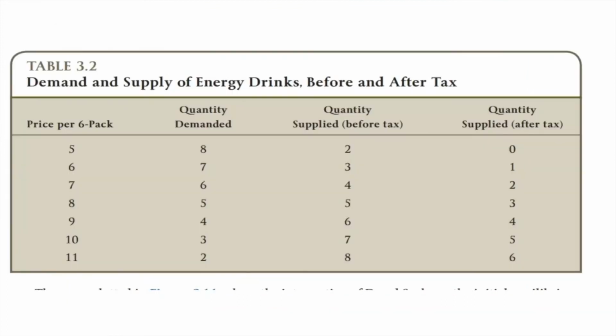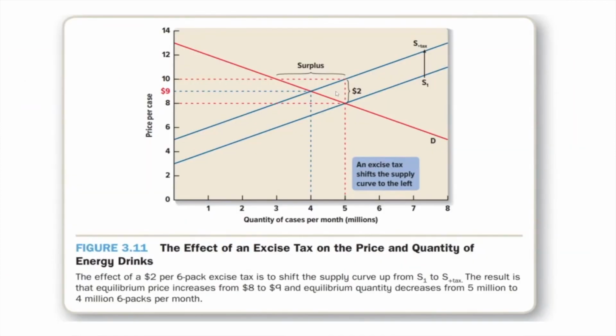Initially, the 6-pack price will increase from $8 to $10. So we see it go from 8 to 10 because of that $2 extra. Instead of receiving $10 now, the producers are only receiving 8. And they're going to try to produce the same amount of product. So effectively, we get this gap. And this means that really the effect of a $2 per 6-pack excise tax is to shift the supply curve from S1 to S tax.